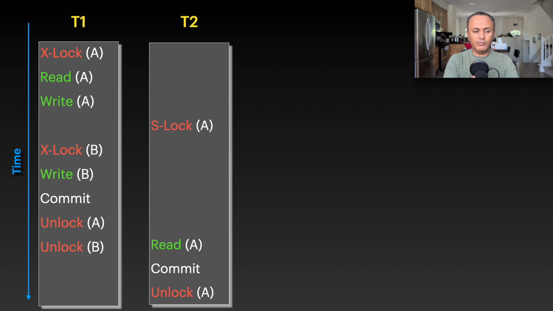So this is an example of what it would look like. Look at T1 here. You do an X lock A, read A, write A, and then X lock B. You're still in the growing phase, acquiring locks. Write B, and then it commits. And after the commit, unlock A and unlock B. T2 is trying to read A, so it's trying to acquire an S lock on A, but it cannot because A is locked all the way until the end. It can only acquire that lock after T1 has committed. So the value that it reads is not a dirty read, it's an actually committed value. So there is no cascading rollback in this case. Like I said, this is a way to avoid cascading rollback.